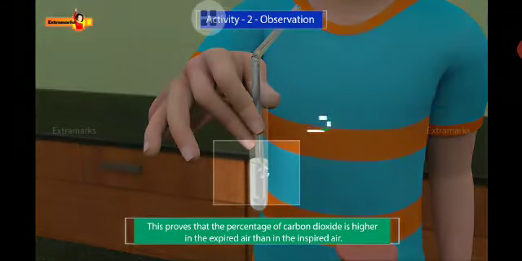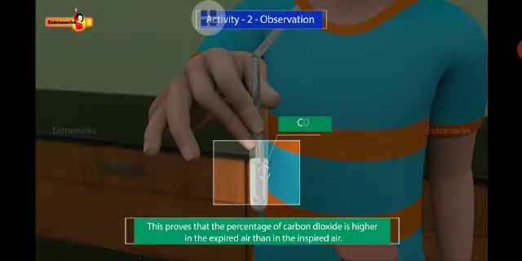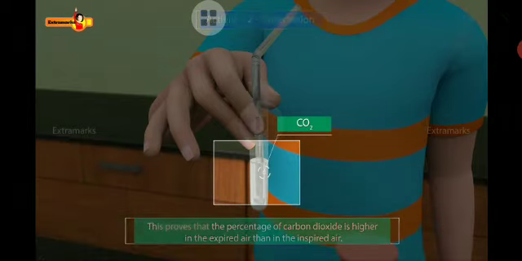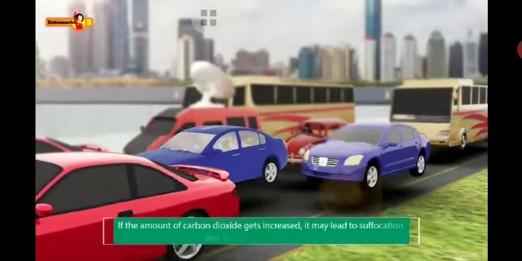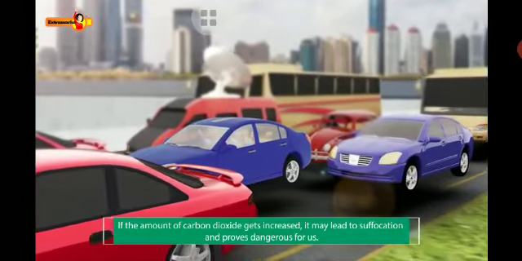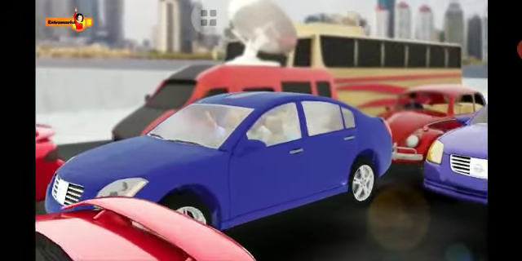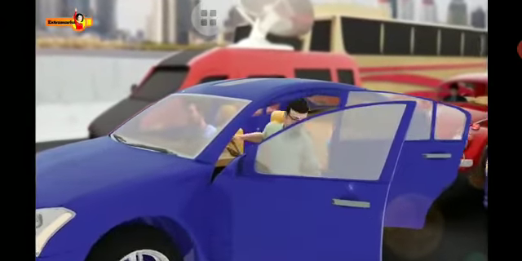This proves that the percentage of carbon dioxide is higher in the expired air than in the inspired air. If the amount of carbon dioxide gets increased, it may lead to suffocation and proves dangerous for us. Therefore, breathing should be continuous to sustain a healthy life.